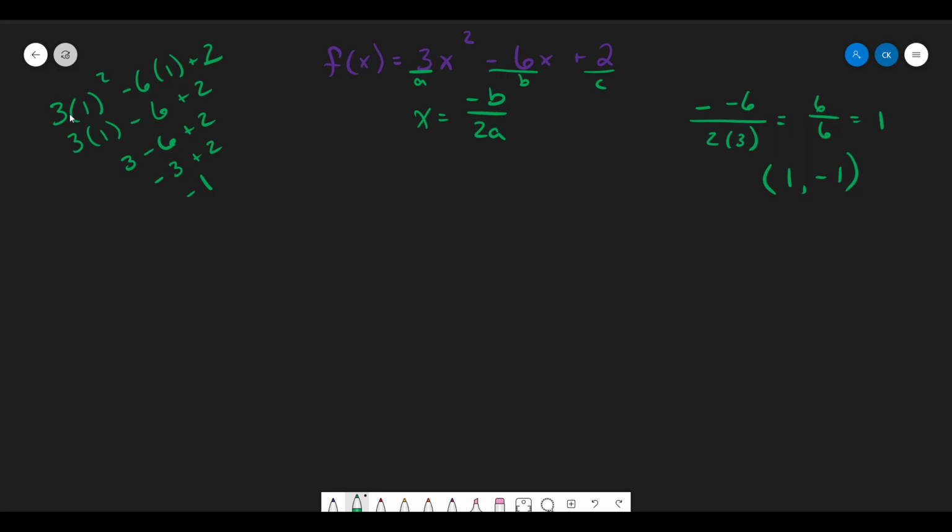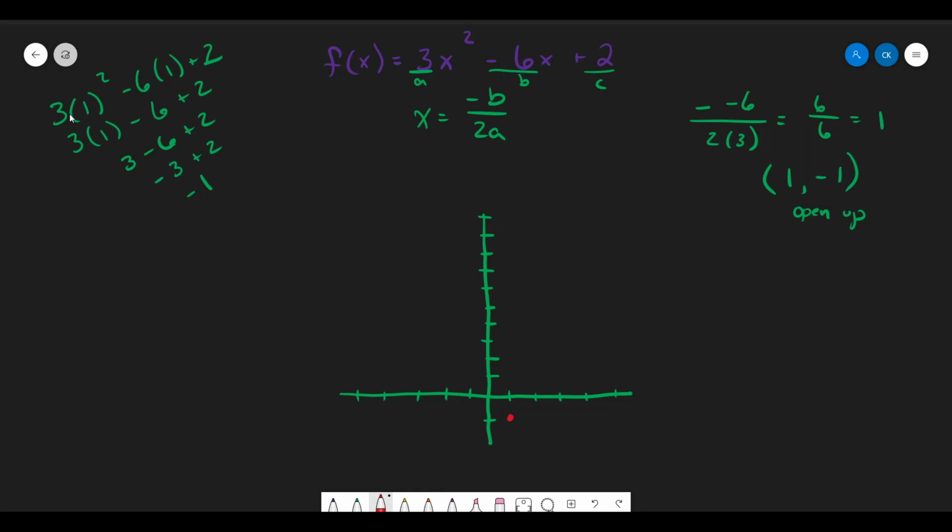Then I ask, all right, is this going to open up or down? A is positive, so it's going to open up. So now I go to my XY chart. I'm going to plot the point 1, negative 1, because that's the vertex. So I plot the point 1, negative 1 right here. There's my vertex. So let's make that in a different color just to make it a little easier to see. Okay.